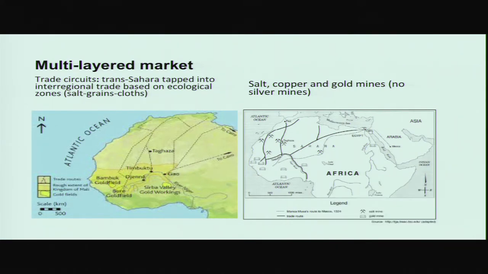Maybe it's useful to know that you especially have copper mines, salt mines, and gold mines. Before they discovered America, a lot of gold came from here, and there were no silver mines in West Africa, so maybe this is important. So because of trans-Saharan trade, the first area to develop was this one. You probably know Timbuktu, and especially there was a link with Morocco.